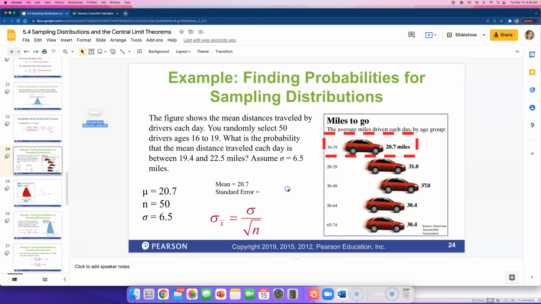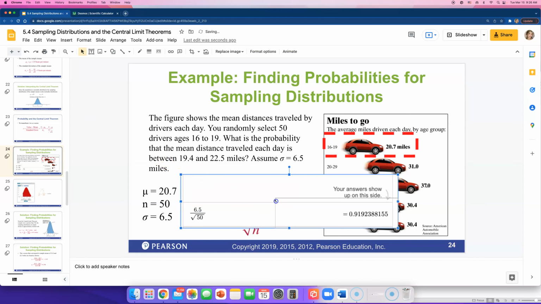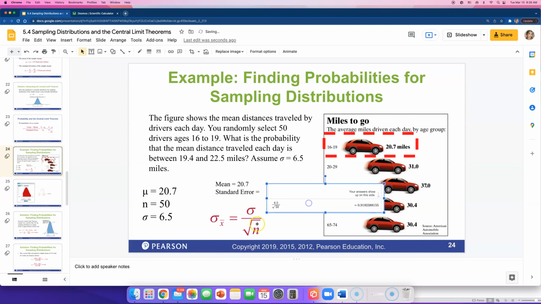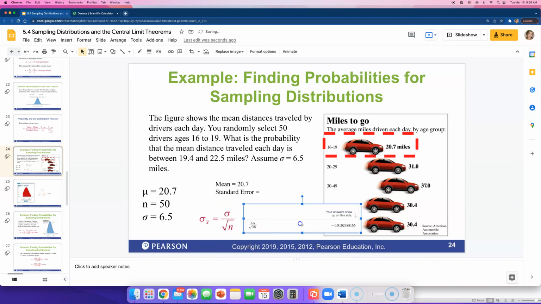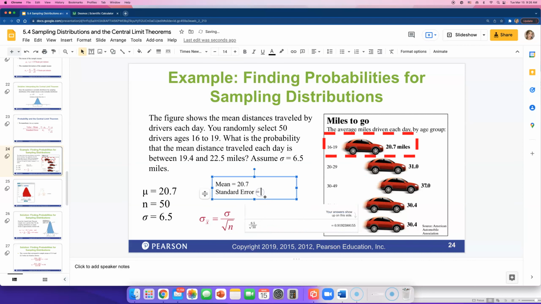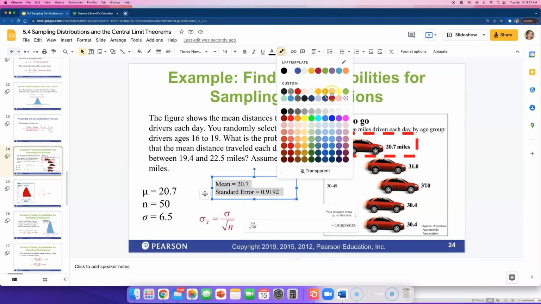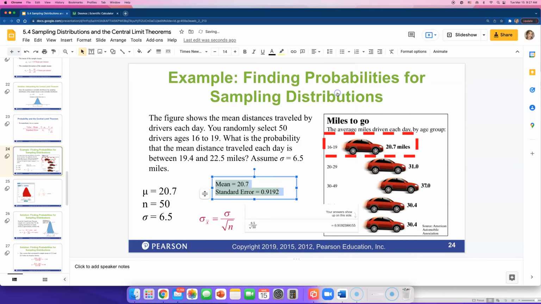I'll add this picture here. So that's from the calculator, and that's the formula I used. So the standard error is 0.91923. I'll just go ahead and round this, okay? So these are the two numbers that we're gonna have to use, okay? These are the two numbers that we're gonna have to use. I'll highlight this. All right, so now go open up your normal calculator.